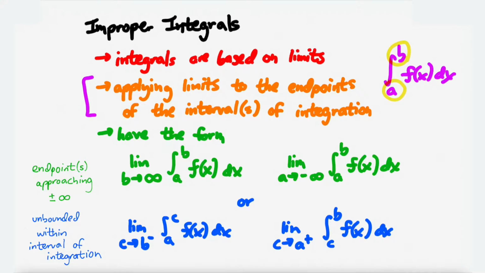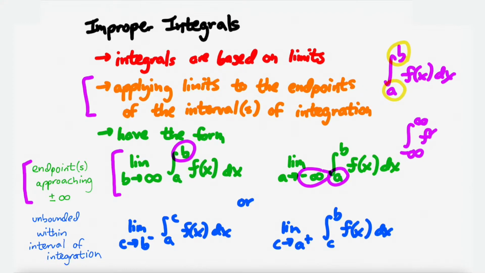If you have an endpoint or endpoints, it could be both of them. In this case, it's just one of them for each of these, but you could have one that's going from negative infinity to infinity. It says the endpoint or endpoints are approaching positive or negative infinity. This first one right here is B approaching infinity, the endpoint going to infinity. This other one, we have A going to negative infinity. You could have one going from negative infinity to infinity as well. You'll see those a little bit later.